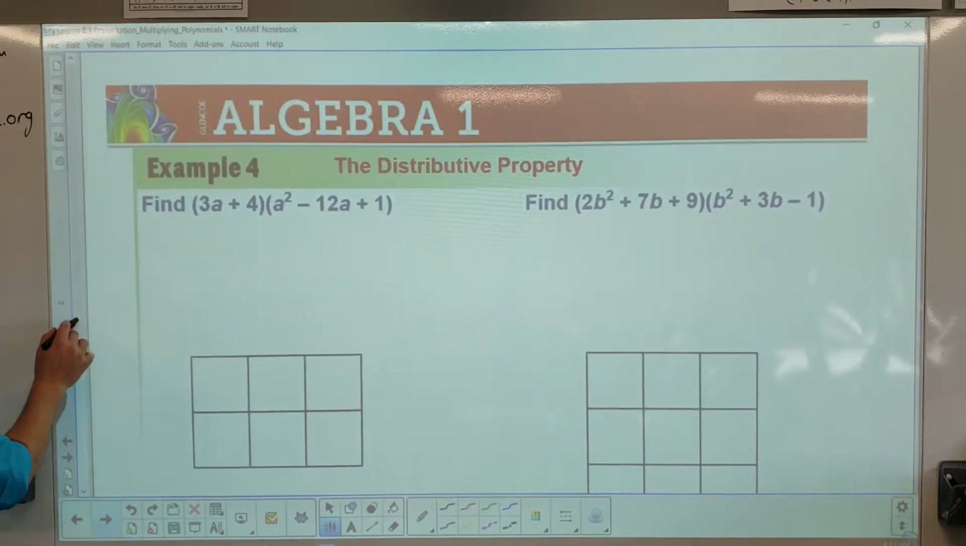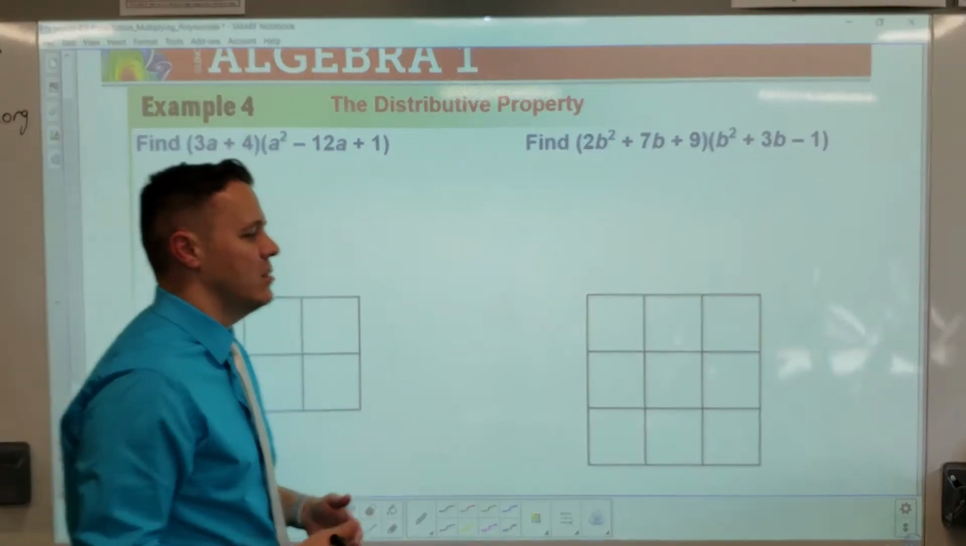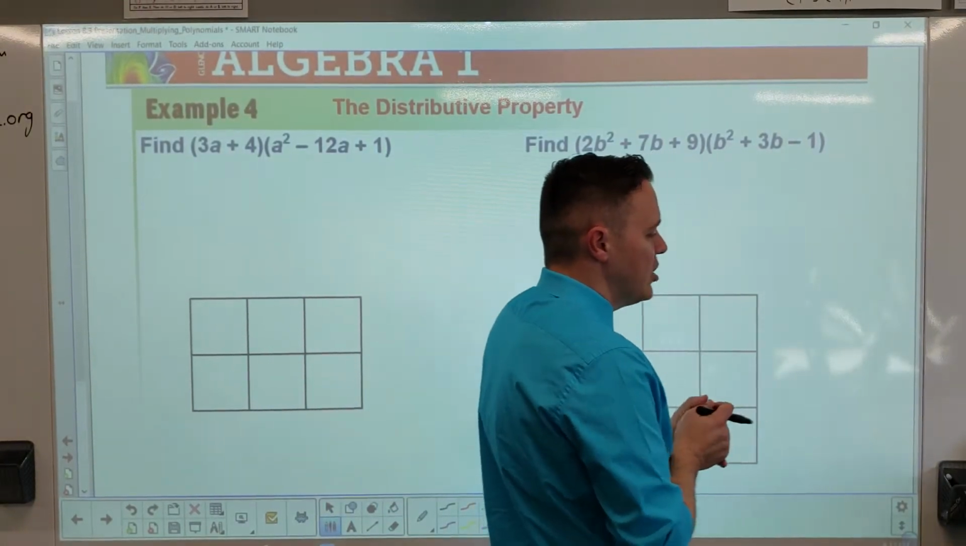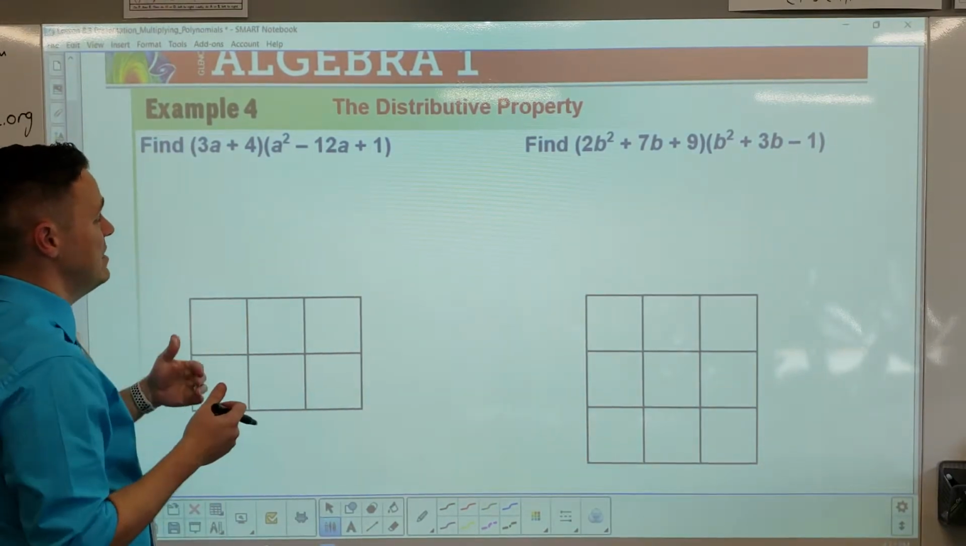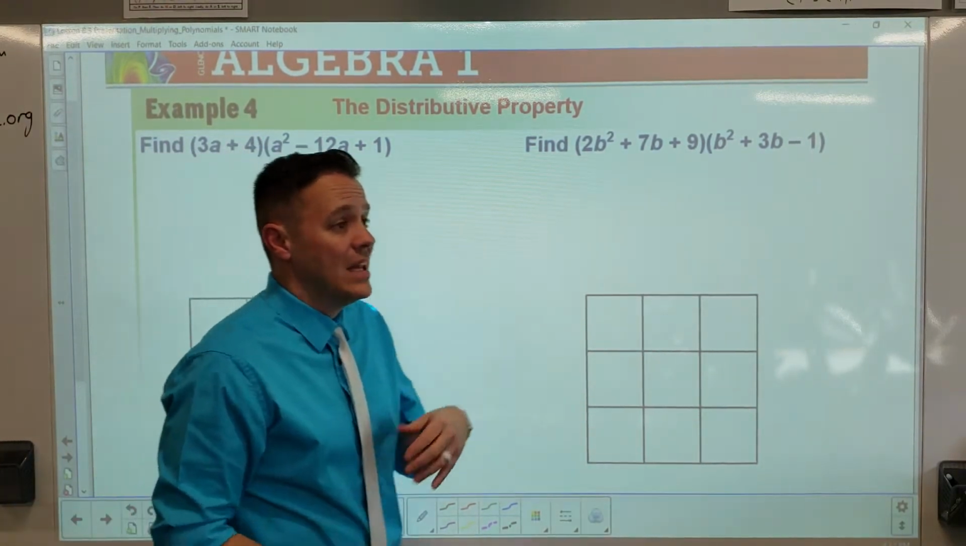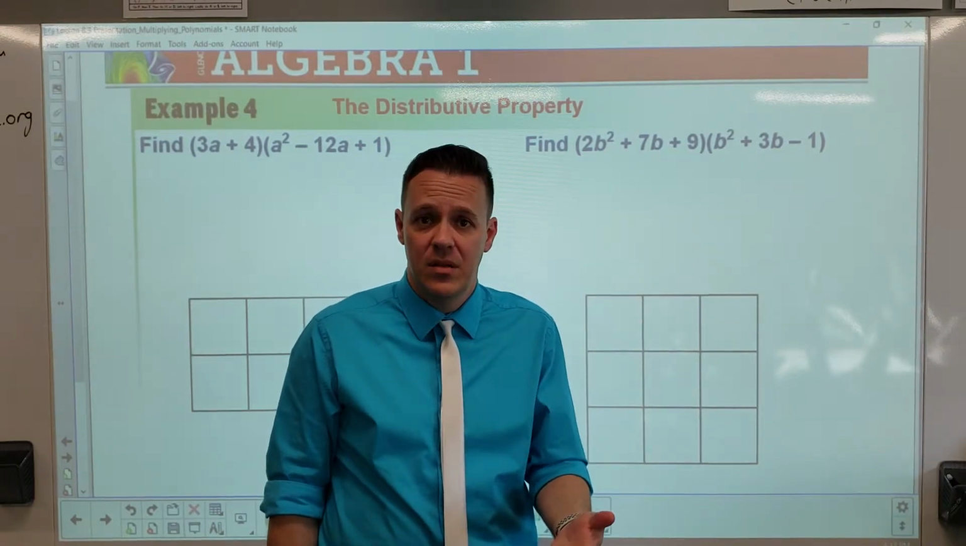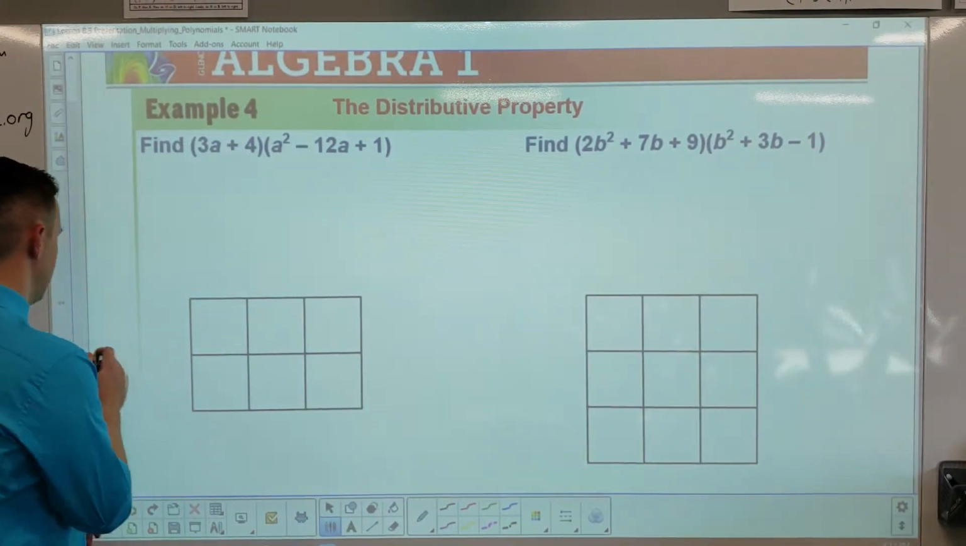Okay, so now we're going to do a distributive property on a bigger box, okay? Now, the complicated part about this is that this can be a little tricky, unless you use the box method, okay? So we'll use the box method on this.